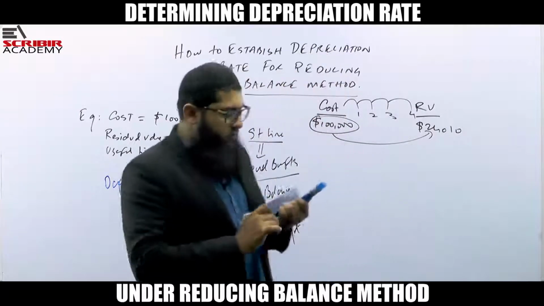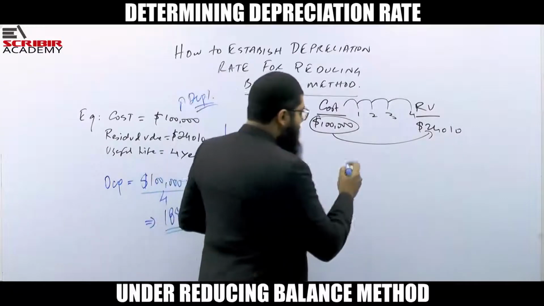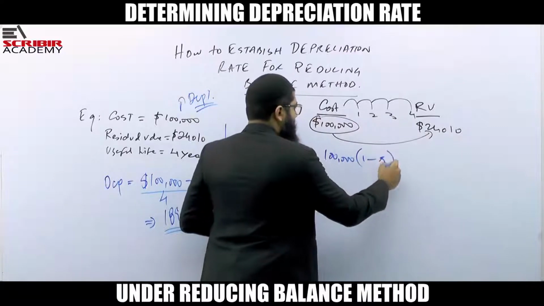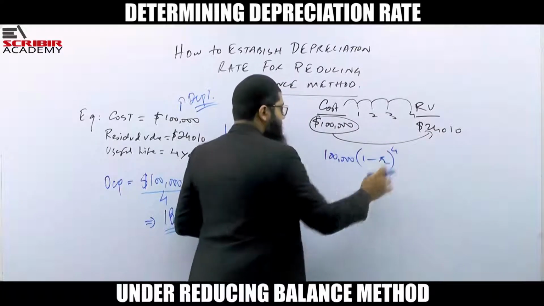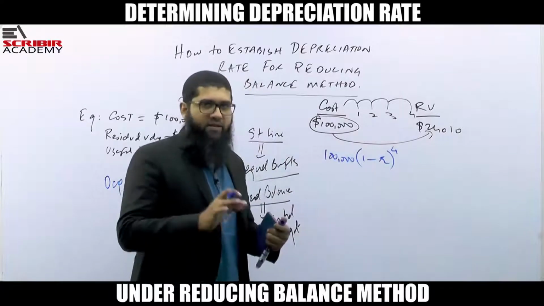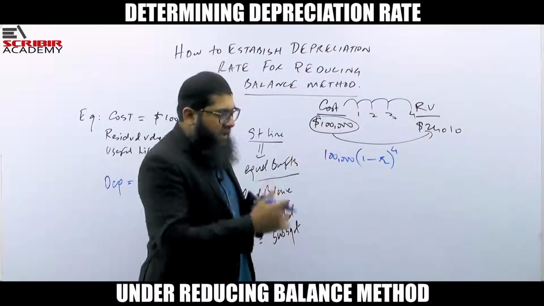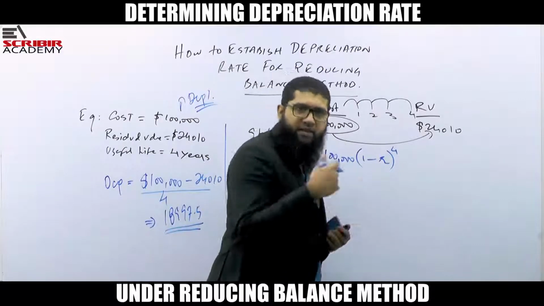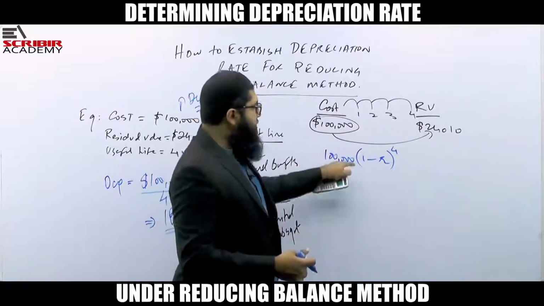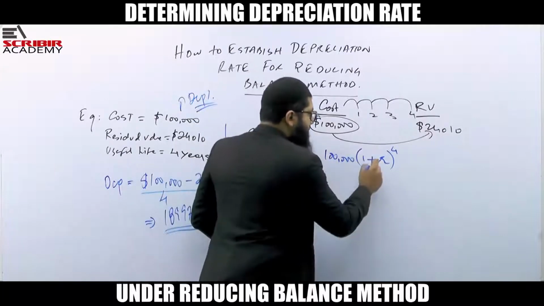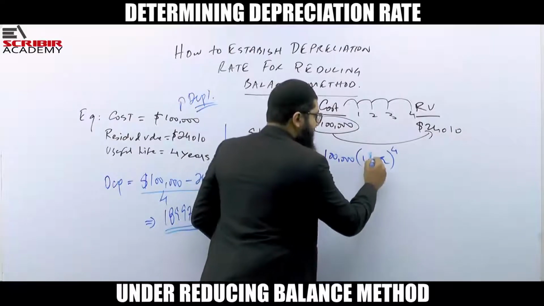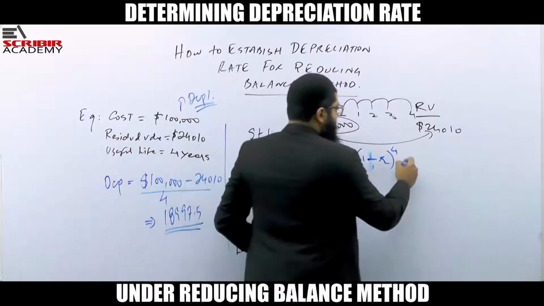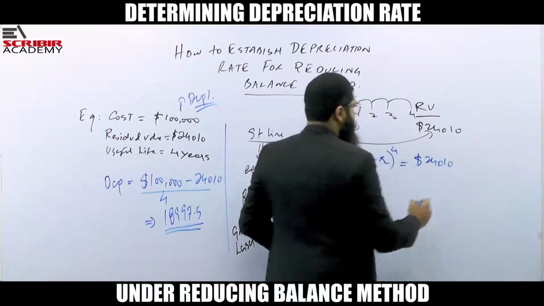So how do we establish it? We establish it this way. What we simply do is say 100,000 multiplied by (1 minus r) power 4, where 4 is the power n. Now why 100,000 multiplied by 1 minus r? Because every year when you are depreciating, the net book value of the asset keeps on decreasing. So when you have to decrease it, you have to reduce it. It need not be 1 plus r, it has to be 1 minus r. So 100,000 into (1 minus r) power 4 is equivalent to 24,010.